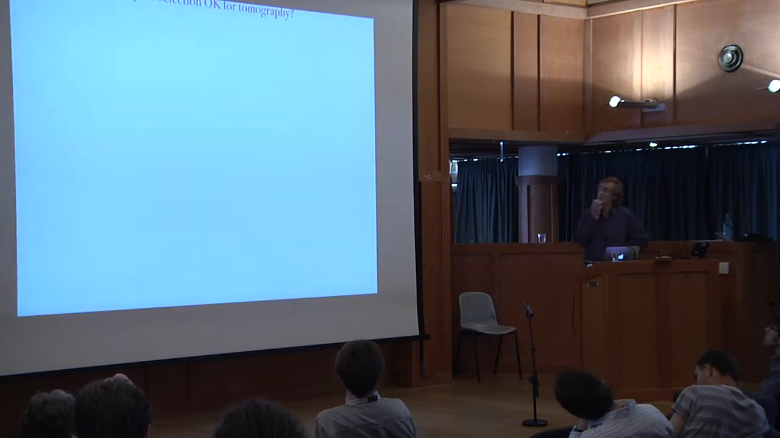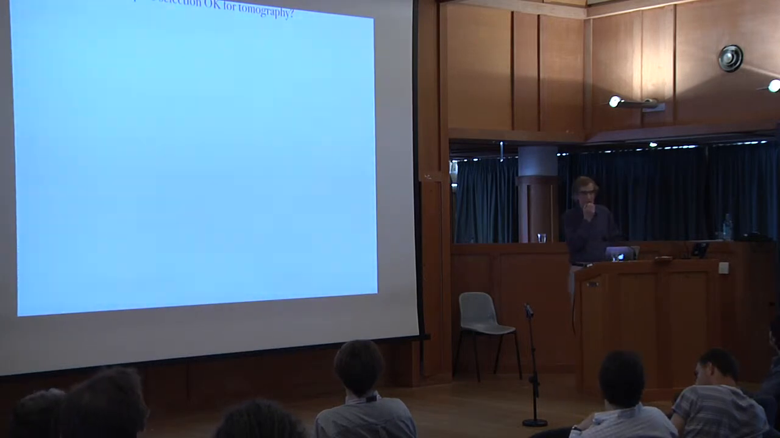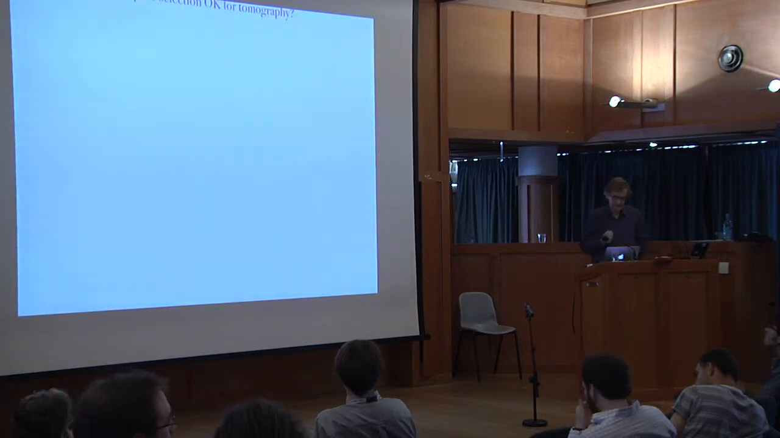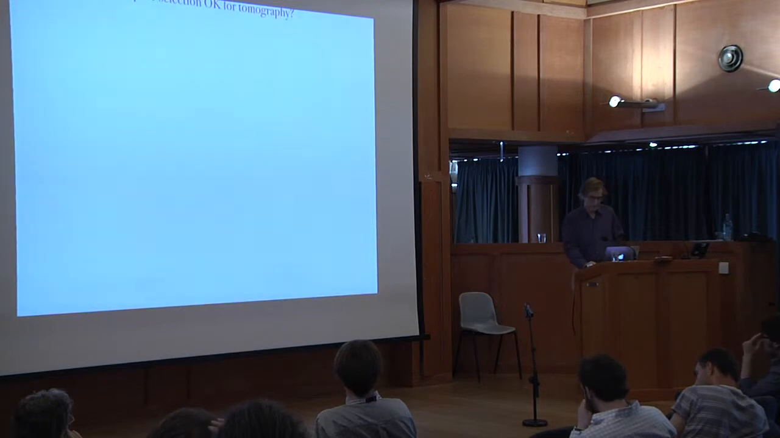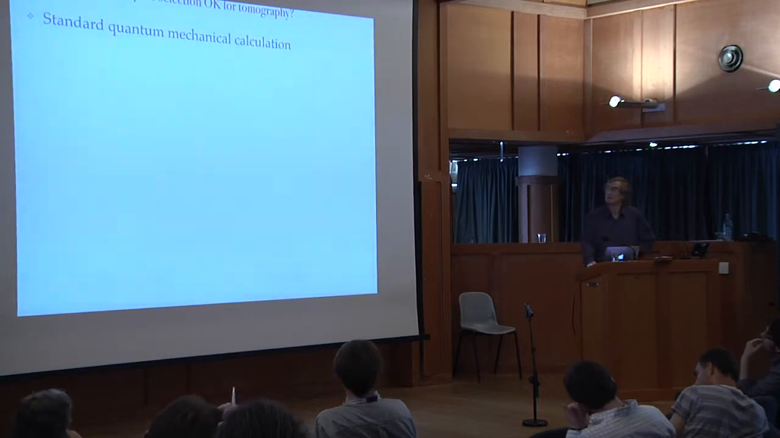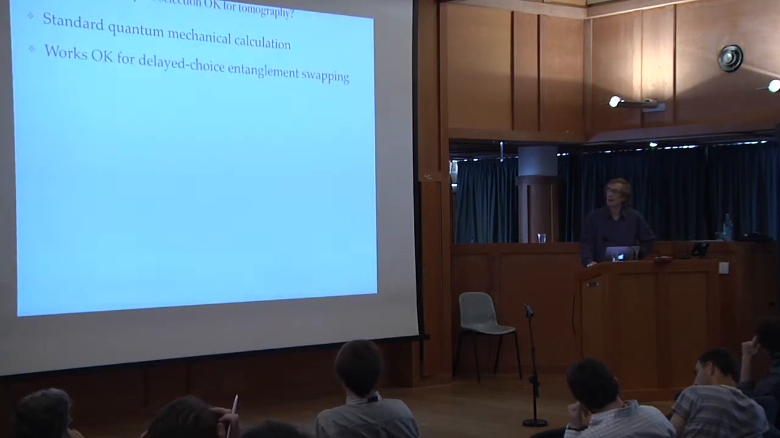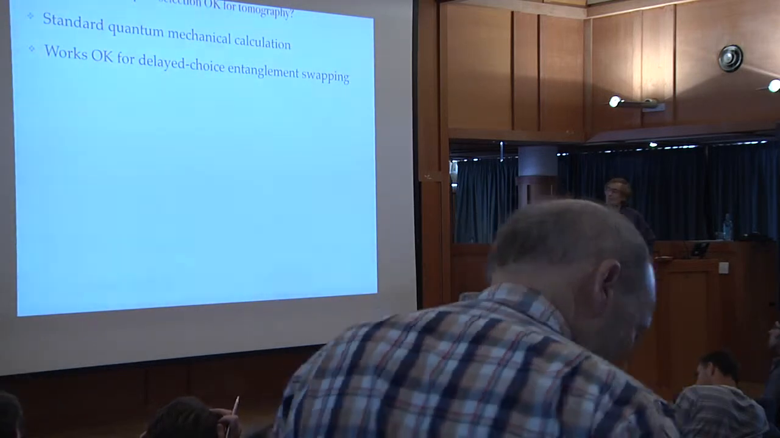We've got to wonder to ourselves, is post-selection okay for tomography? Are we doing something wrong here in post-selecting the tomography data? Is it okay to do it? Well, first of all, we've derived the result using standard quantum mechanics. So if we're doing something wrong here, quantum mechanics should really tell us what it is. The same thing works okay for delayed choice entanglement swapping, as I said.